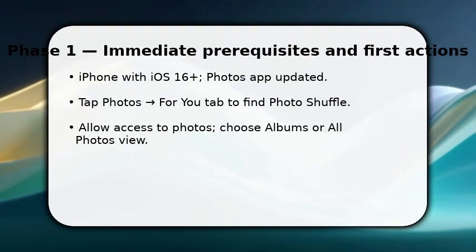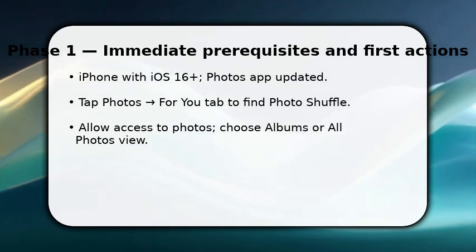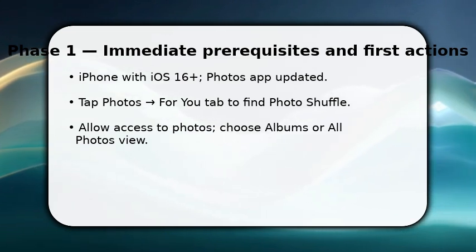You'll start by opening Photos and going straight to For You. This is where Photo Shuffle lives. Once there, tap the Photo Shuffle card or press the Add button to begin.